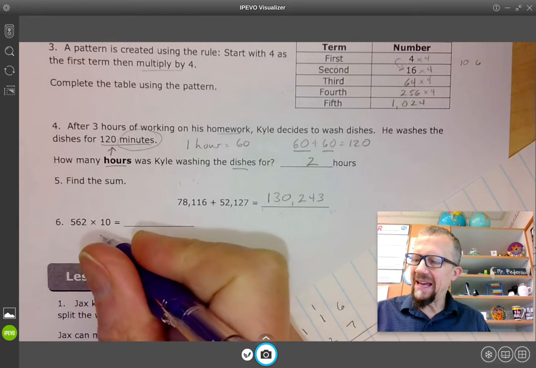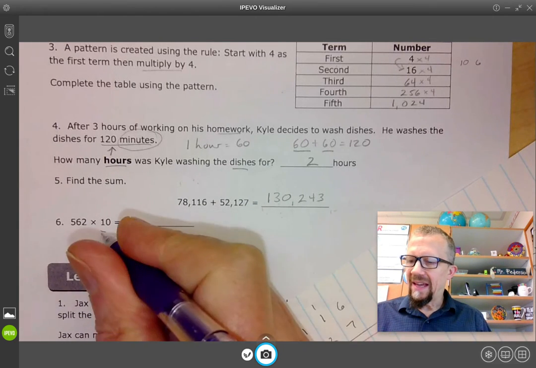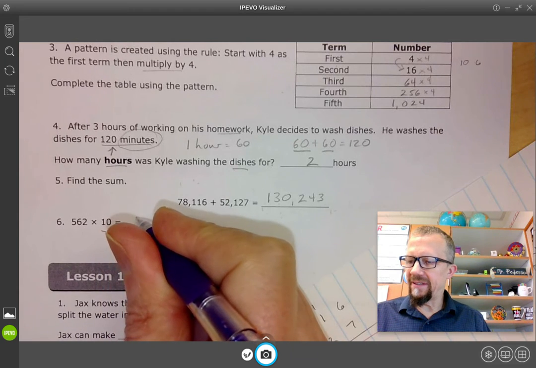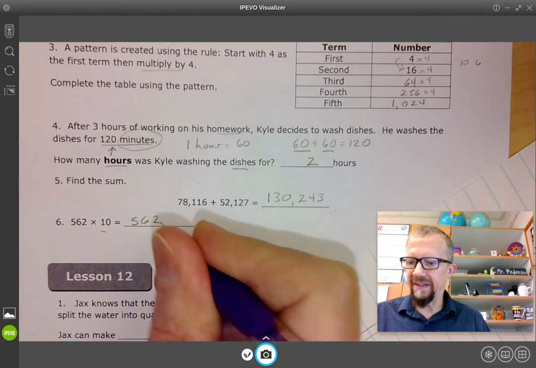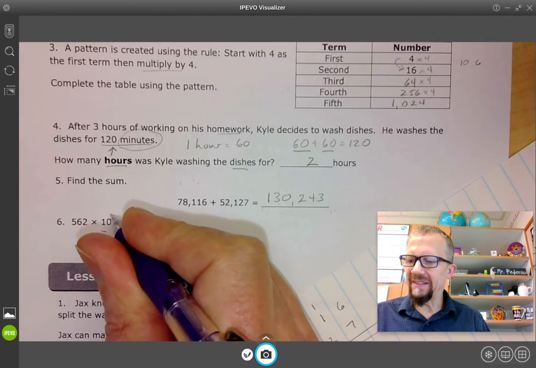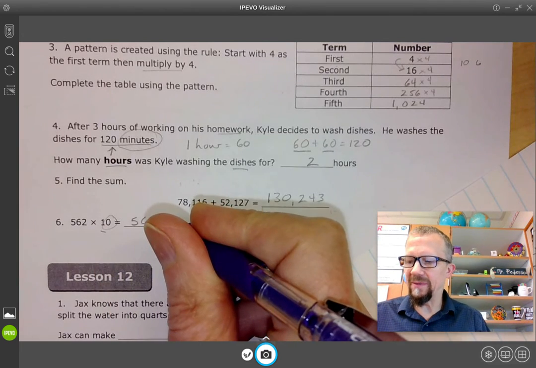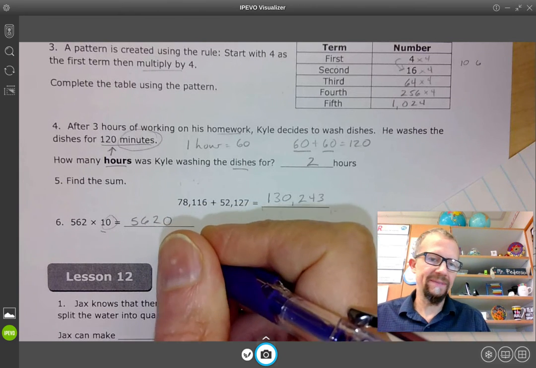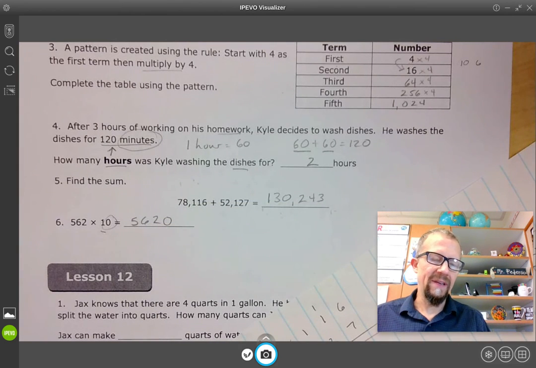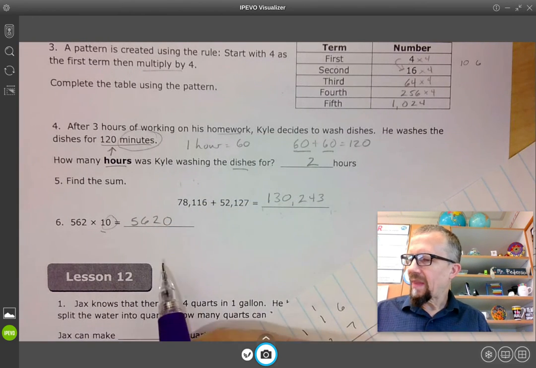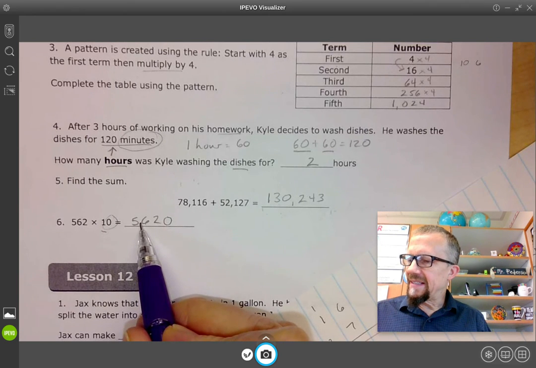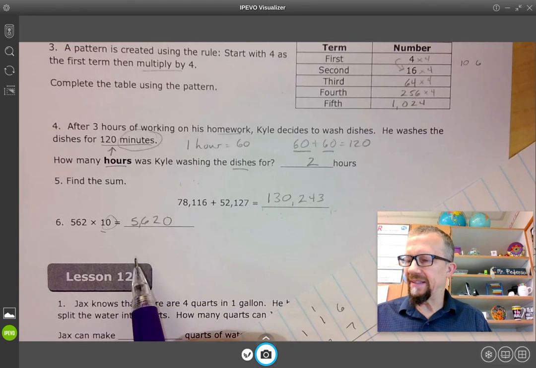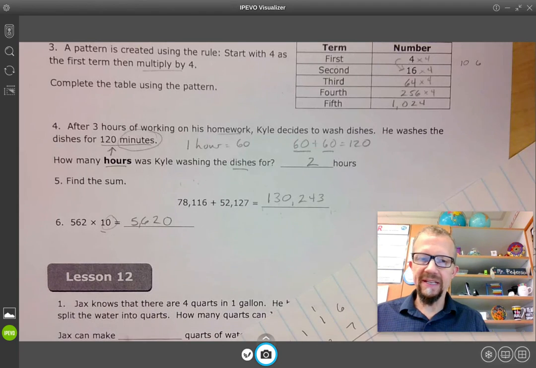But really this times 10 is a pattern that we've been working on. And I know that 1 times 562 will be 562. All I have to take care of is this 0. I just have to place this 0. This means 562 tens. And I just add a 0 to show that. So 5,620 is the answer to 562 times 10.